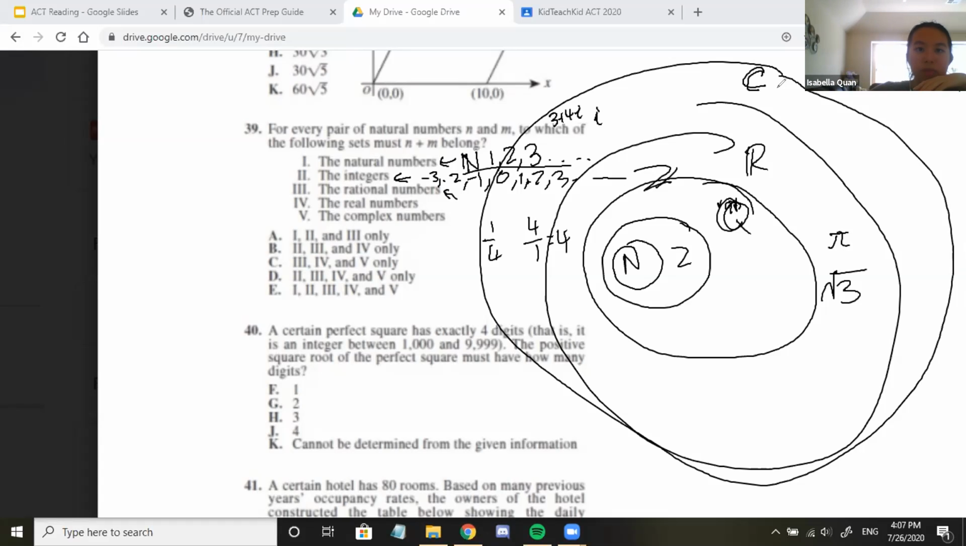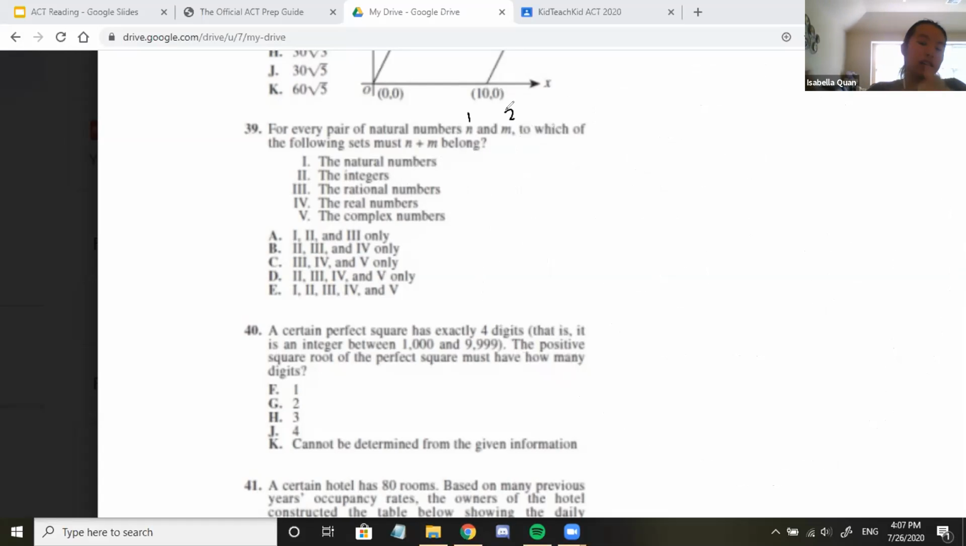So I will clear this. When you add two natural numbers, like 1 and 2, you're going to get another natural number, because you're just adding them, you're not going to get a negative number. Those are also integers. It's also a rational number. It's also a real number, and it's also complex. So this is a total troll question. It is actually E, but the key to that one is just knowing what is a natural number, what is an integer.